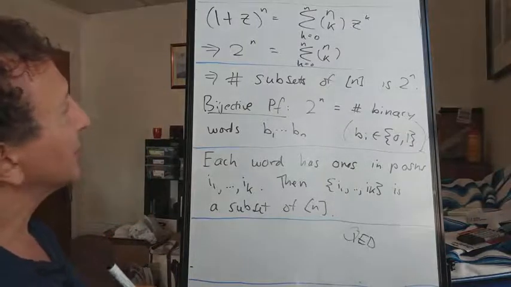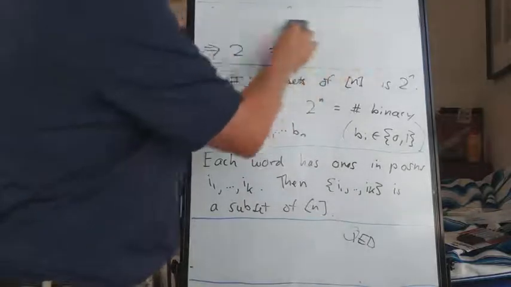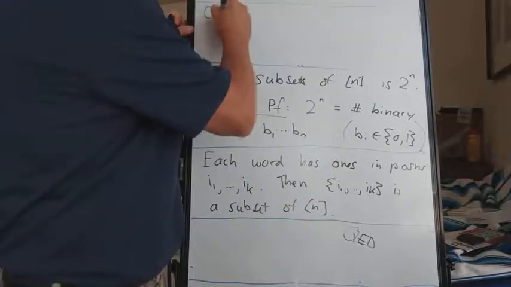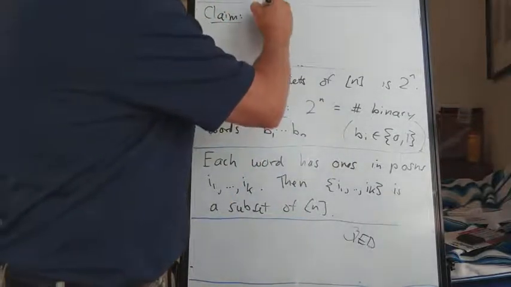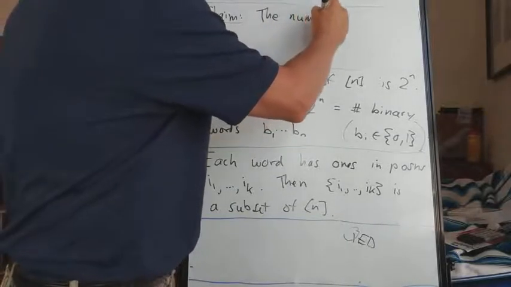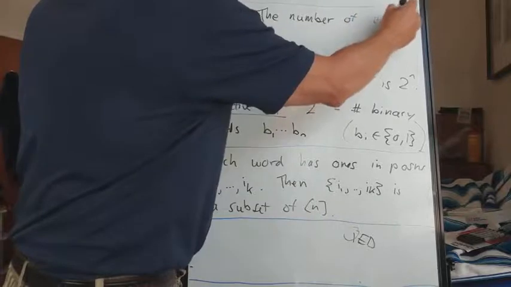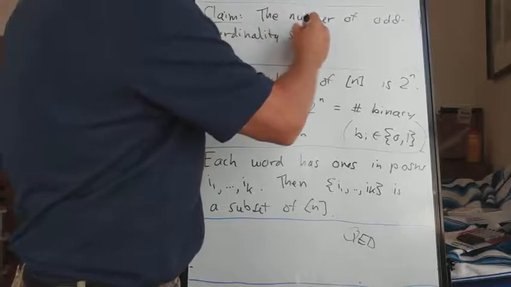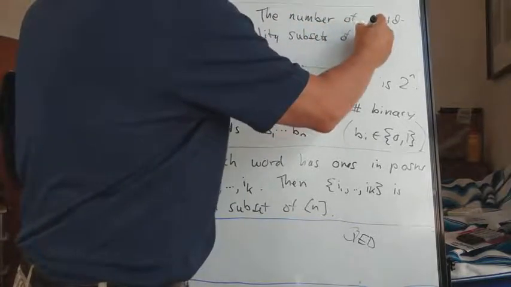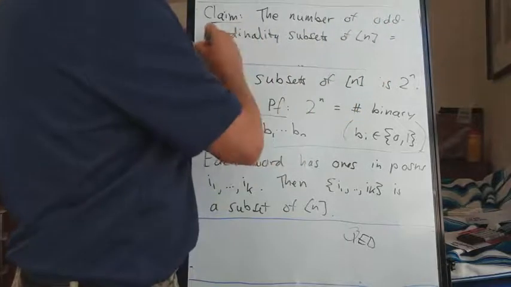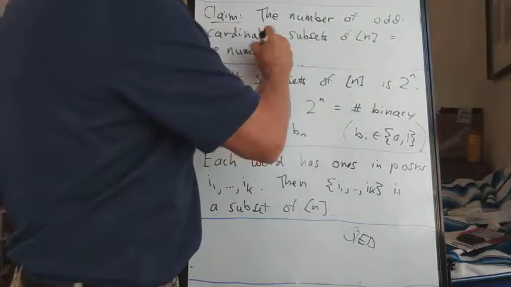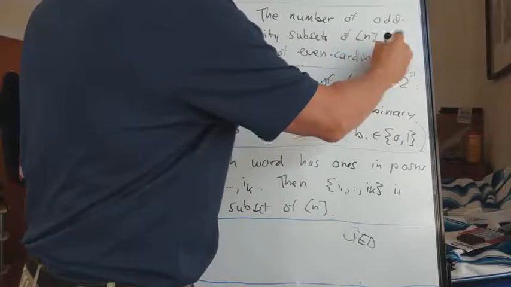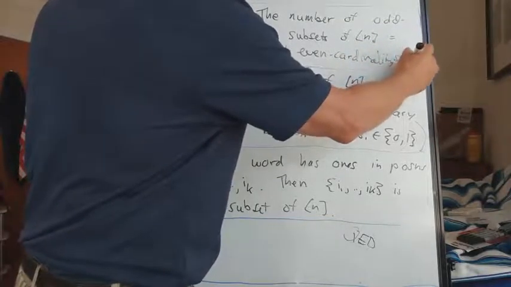All right, now let's look at some similar statements. I claim that the number of odd cardinality subsets of n equals the number of even cardinality subsets.